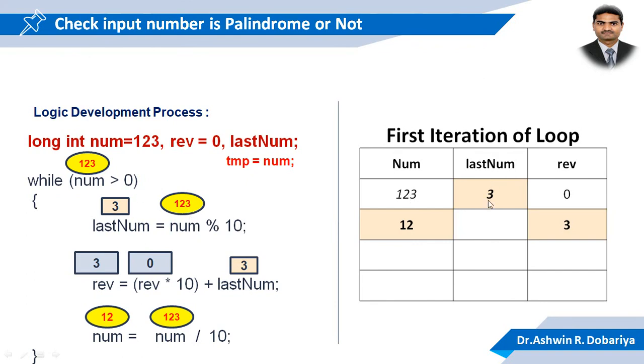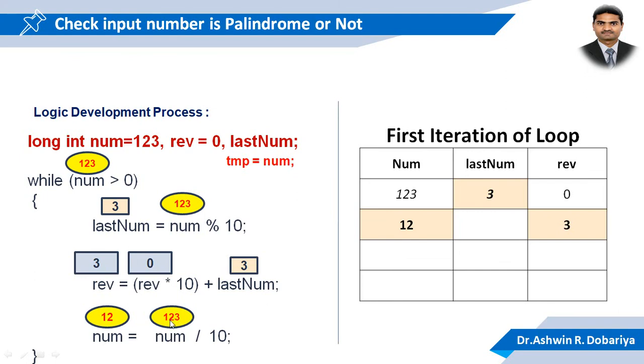So the last number variable has the value 3, and the first time reverse is 0, so 0 multiplied by 10 becomes 0, plus the last separated digit 3, so 0 plus 3, and now the latest value of the reverse variable is 3. After that we want to separate 2, so we require the number 12. So how can we separate the 3 and make this number 12?